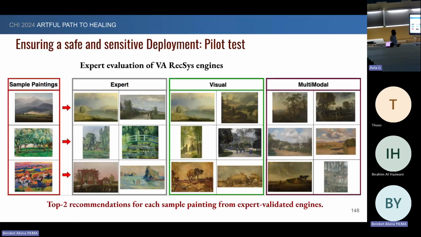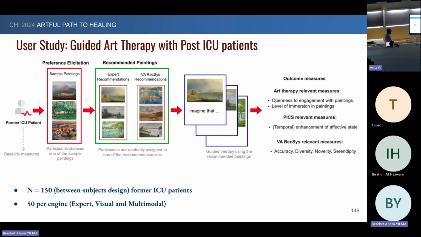And then we moved forward with a set of expert, visual, and multimodal recommendations. So these are some of the examples that we used in the study. Now we did a user study with almost 150 participants, between subjects. Like I said earlier, we talked about the kinds of studies, between and within. So each patient was exposed to different settings. You have 50 for expert, 50 for visual, 50 for multimodal.